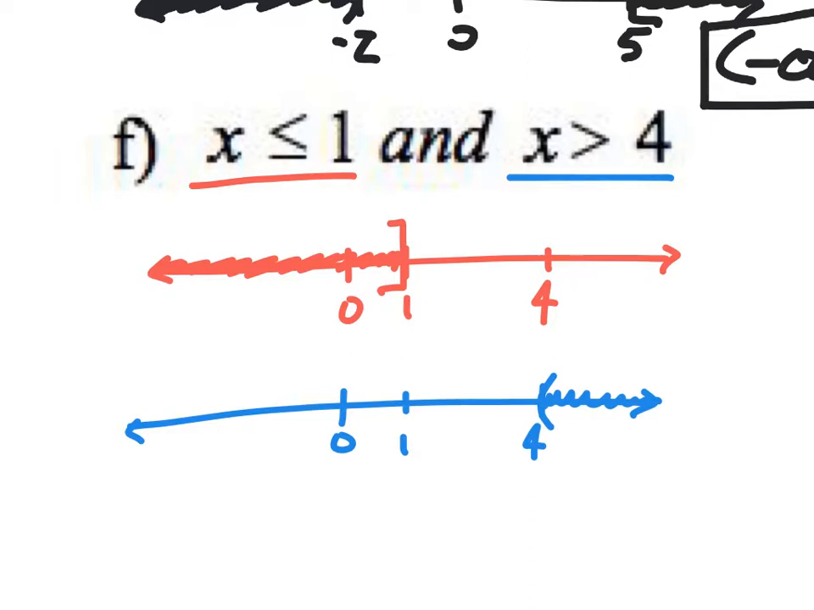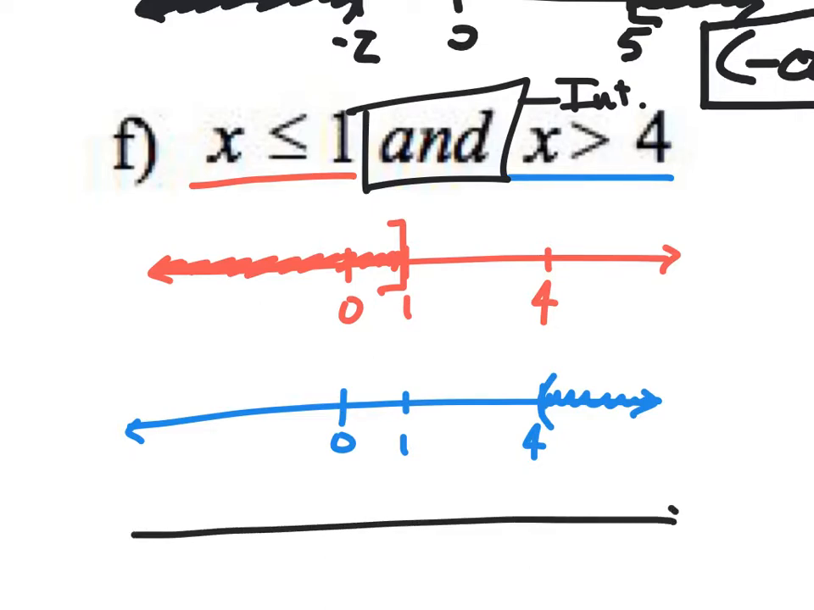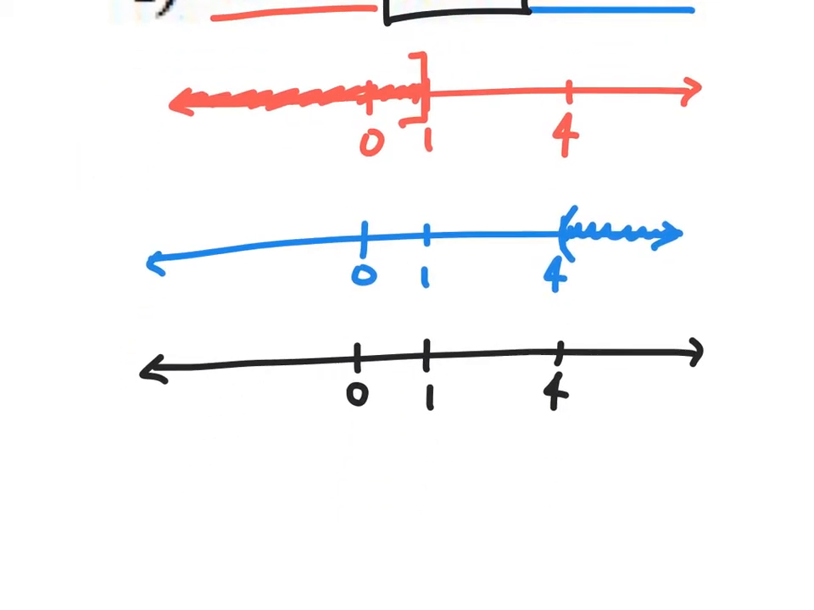Now, since we're dealing with an AND situation, which means the intersection, my question is where do these graphs overlap? And the answer to that is that they don't. Okay, and so these graphs don't overlap, all right? They don't have any intersection points, and so there are actually no places to shade, and we just put no solution.